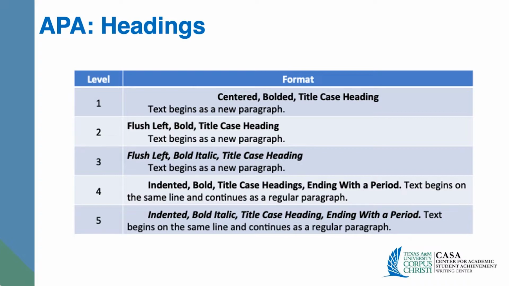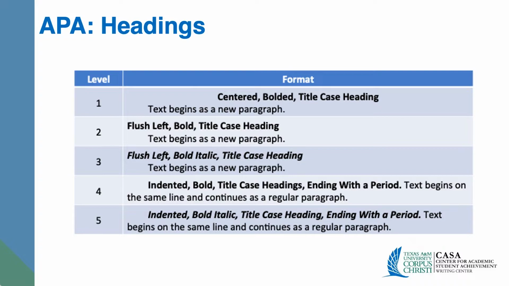Any major sections that you put in, like research methods or discussion, this is going to be the level heading that you will use. Your second level heading is going to be flush left, but still look the same. And you'll notice that the text is going to begin on a new paragraph. However, if you start getting down to the 4th and 5th levels, the text begins on the same line.